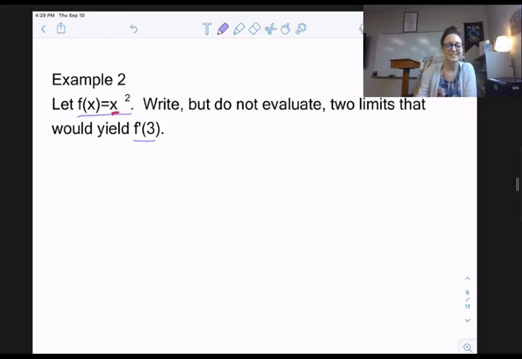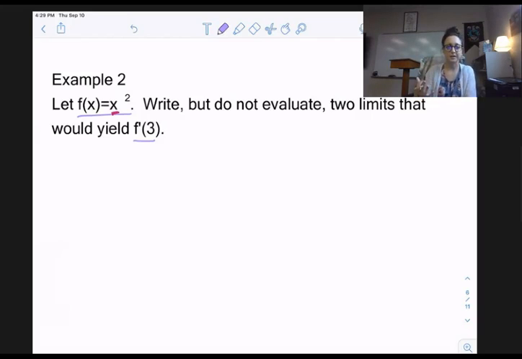All right, so here's example 2. Would you please write f of x equals x squared in your notes? And then we want to write but not evaluate our 2 ways to find f prime of 3. So I'm actually not going to have you do many of these by hand because we're going to learn shortcuts really soon.